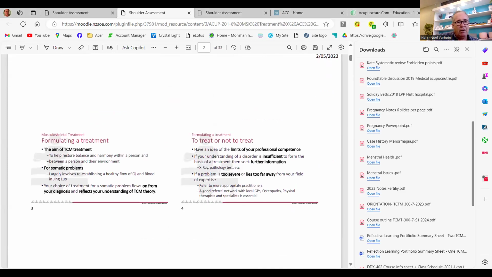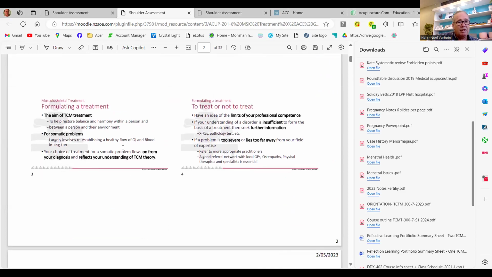So you need to know the aim of the TCM treatment to help restore balance and harmony between a person and their environment. Re-establish a healthy flow of qi and blood in the Jing Luo. You know where the Jing Luo is? That is the fine network of qi and blood between the skin and the muscles.